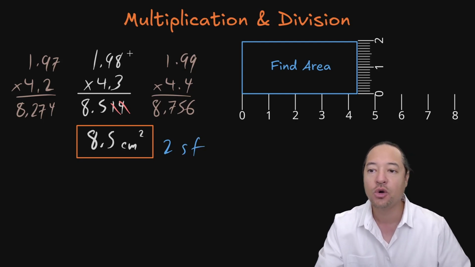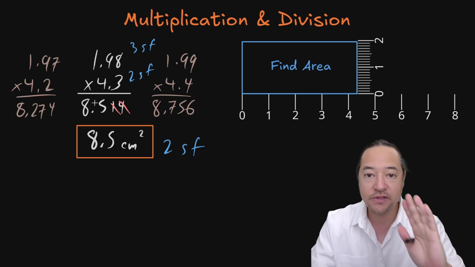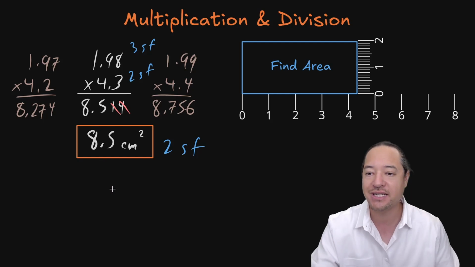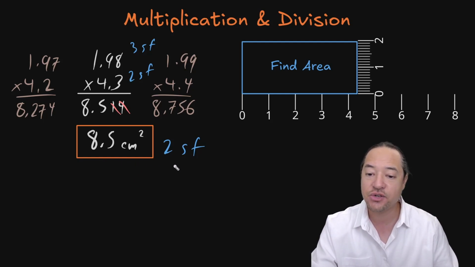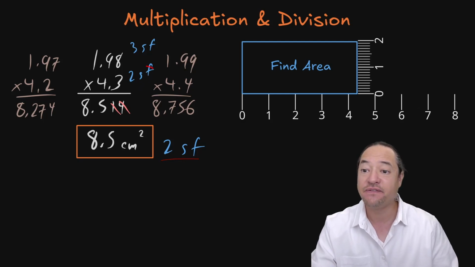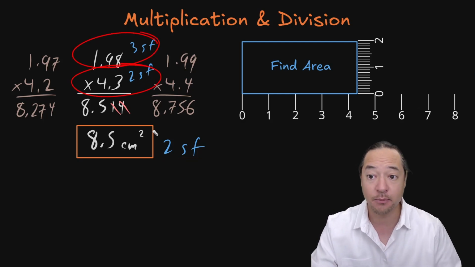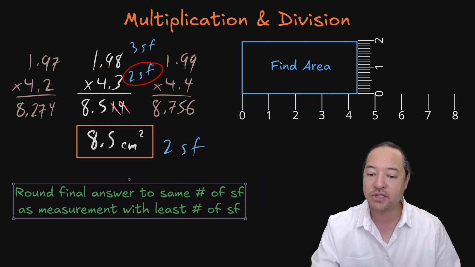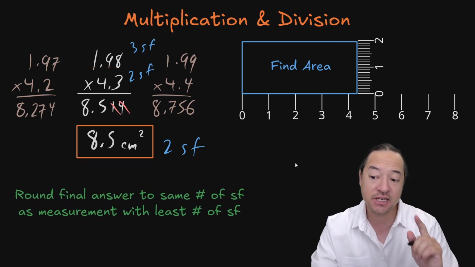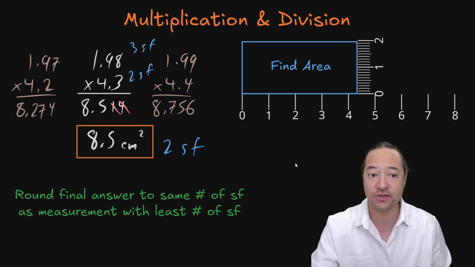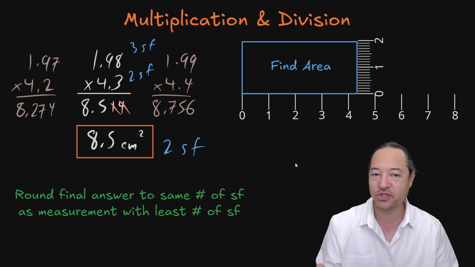And when we started, we had a number with 3 sig figs and a number with 2 sig figs. So the general rule of thumb on multiplying and dividing numbers is that our final answer is going to have the same number of significant figures as the fewest sig figs you had in the input numbers, right? So here the fewest sig figs we had was 2, okay? So we're going to round our final answer so that it has the same number of significant figures as the measurement with the least number of significant figures that we're starting with. That's how we do multiplication and division.